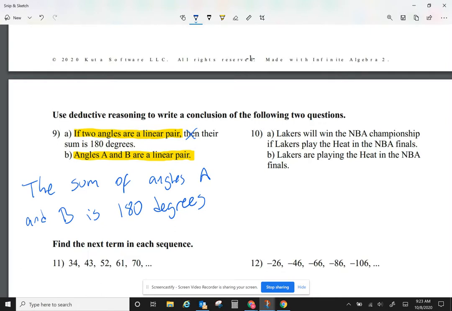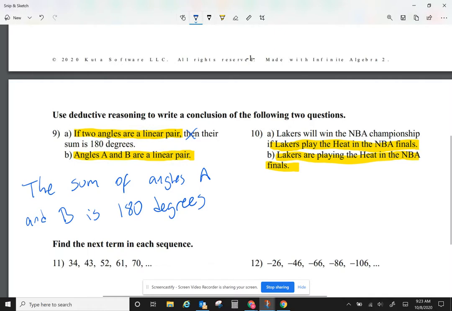Lakers will win the NBA championship if Lakers play the Heat in the NBA Finals. Statement B says Lakers are playing the Heat in the NBA Finals. So I want us to take a look at this. Lakers are playing the Heat in the NBA Finals. In statement A, I had something about Lakers play the Heat in the NBA Finals. Notice how that's very similar. On statement A, I said if the Lakers play the Heat. Now statement B, I'm saying they are playing. Lakers are playing the Heat.